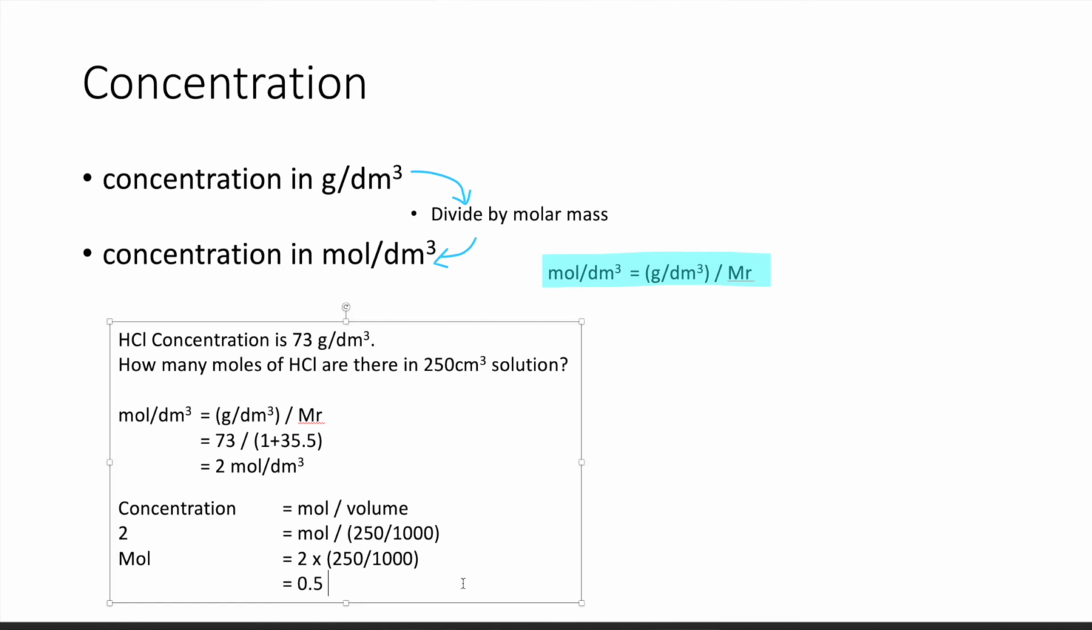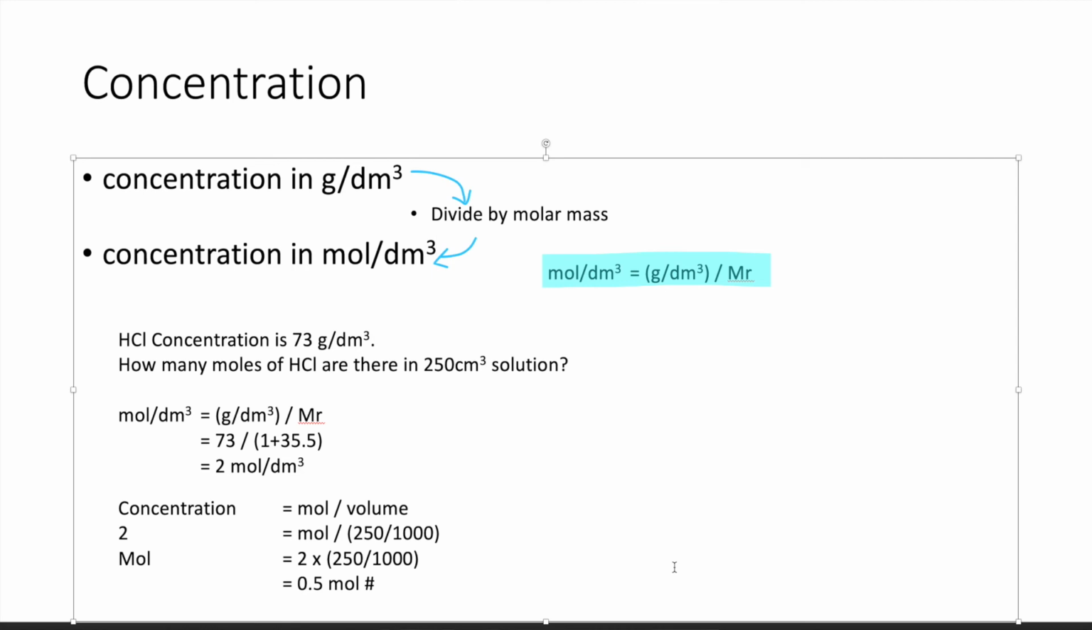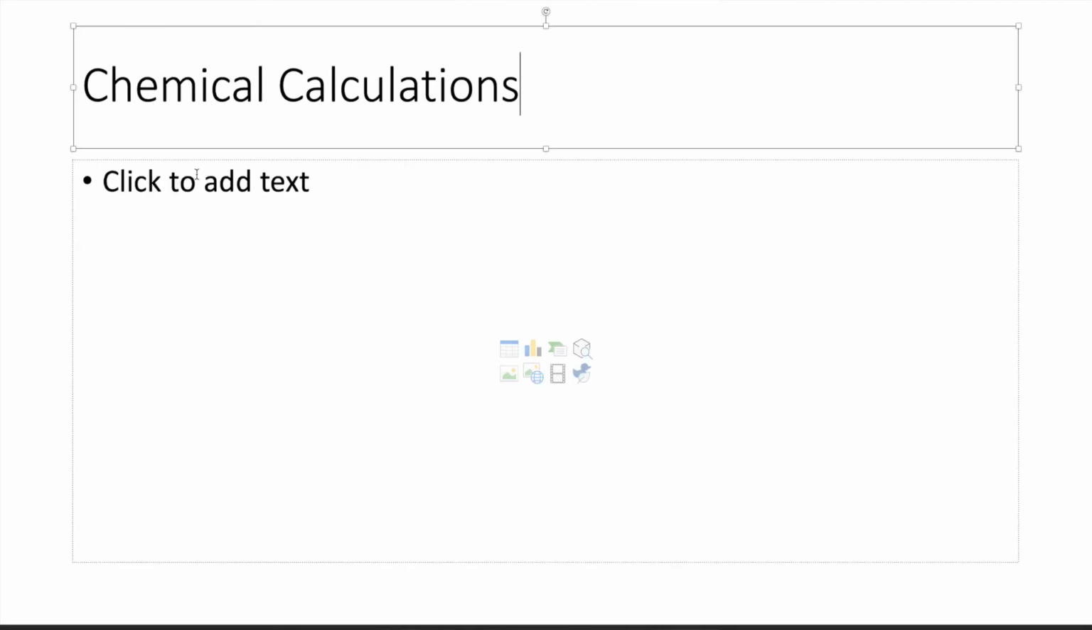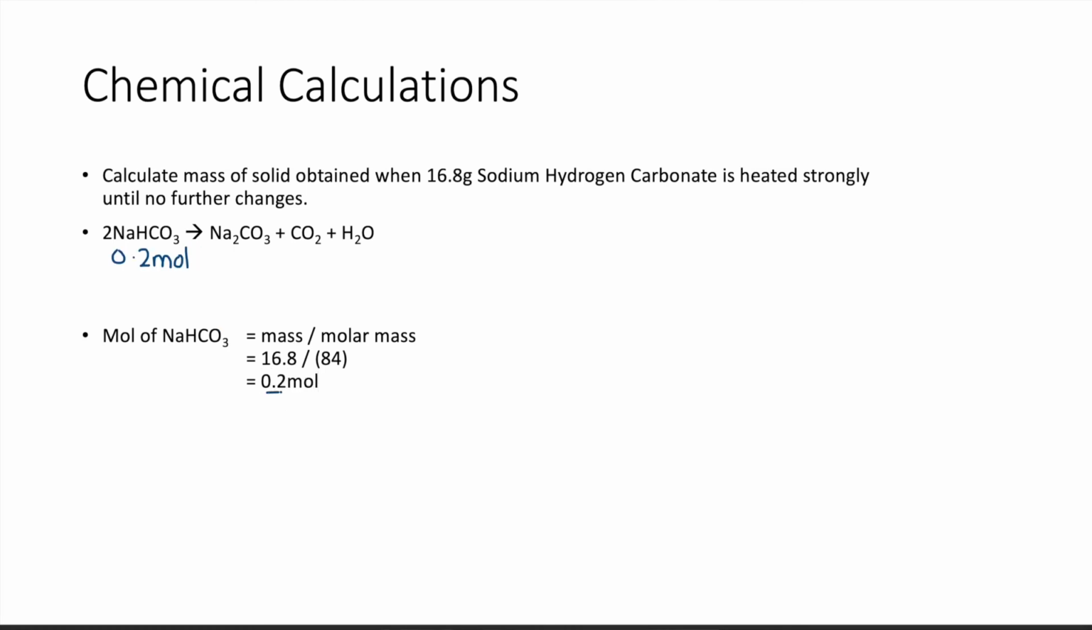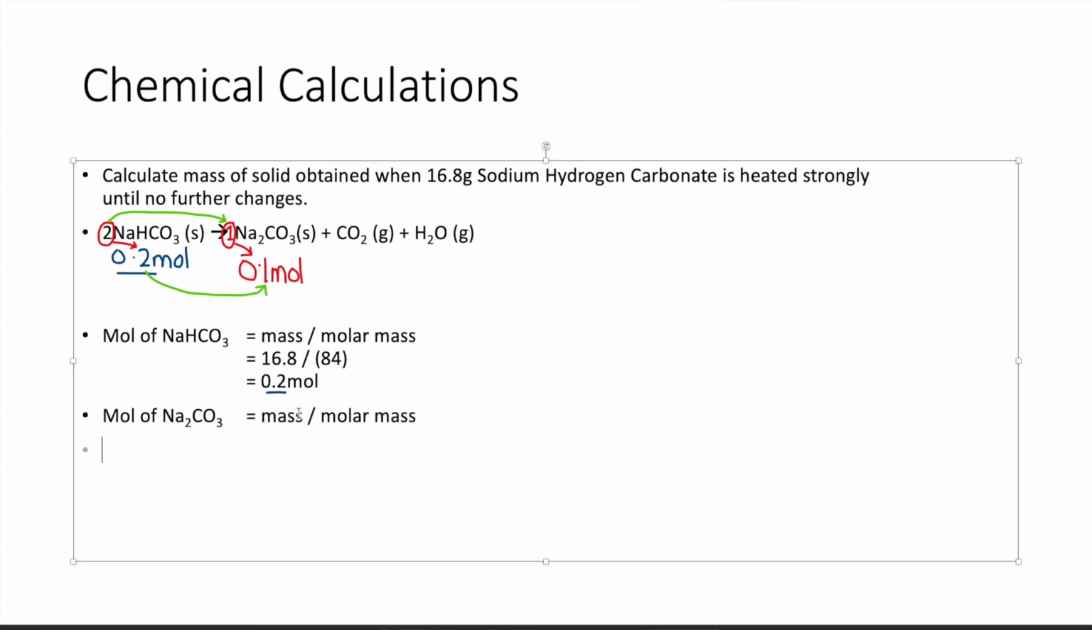Okay, coming together, all this information, we will talk about chemical calculations. So let's look at this. You have this equation, mass of solid to be determined, 16.8 gram of sodium hydrogen carbonate to begin with. In questions like this, it's always prudent to find out the number of moles that are participating in the reaction. So first, the formula: number of moles of this equals mass over molar mass. You'll get this.